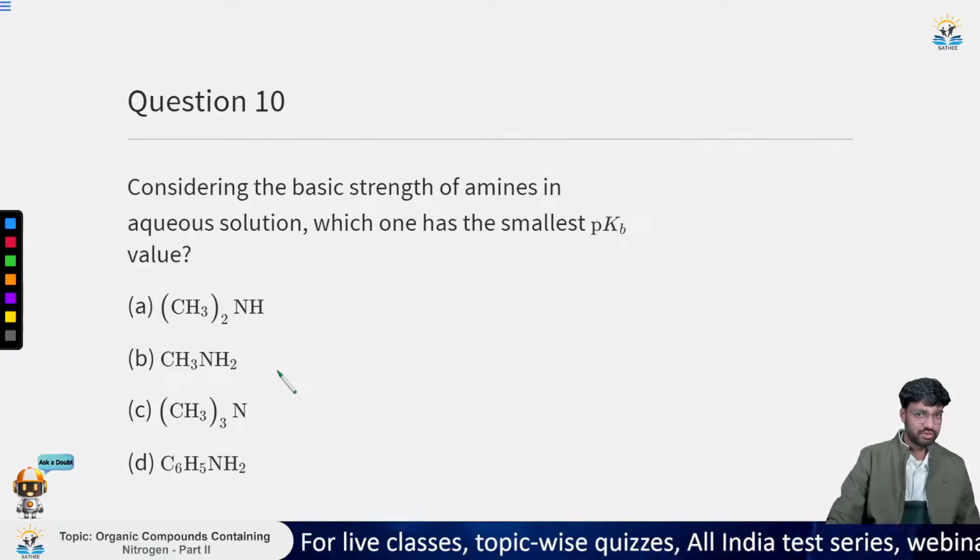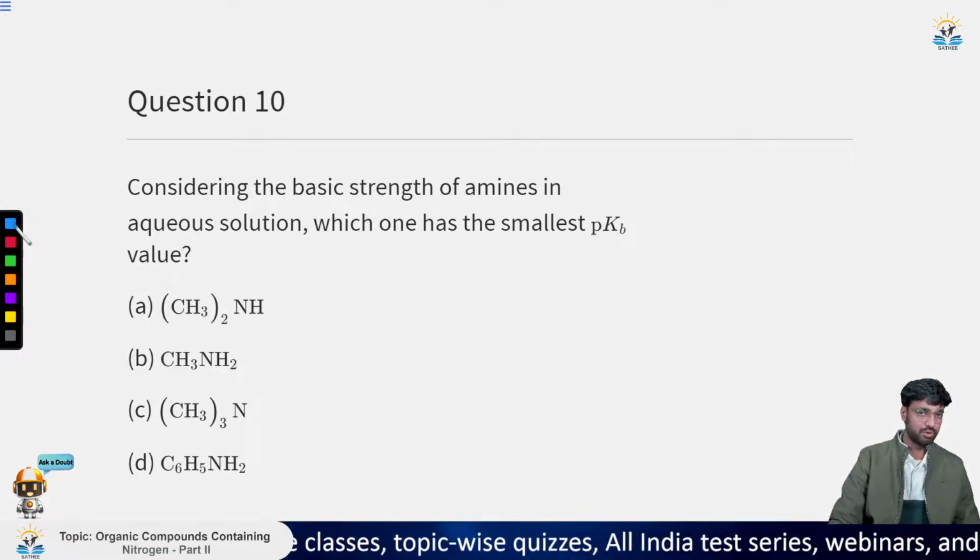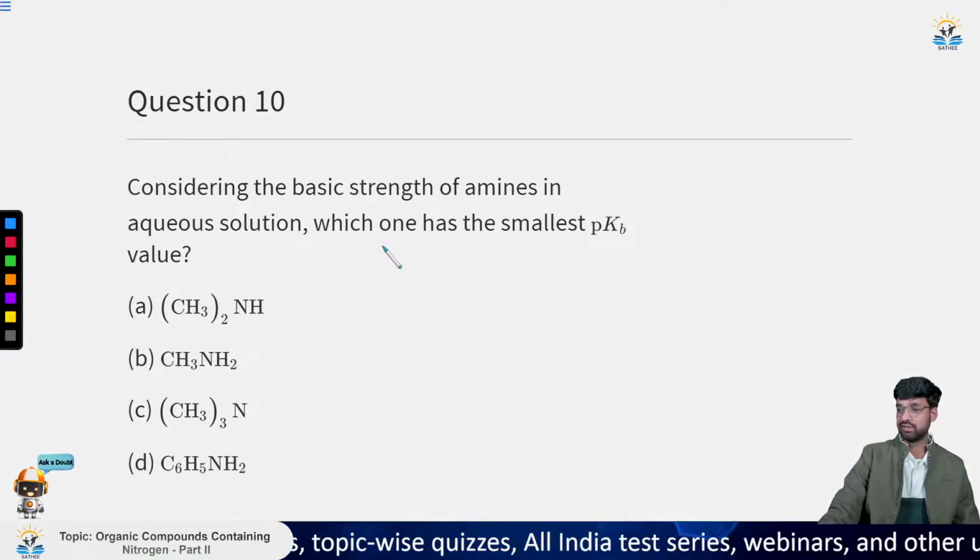At last, we have this question. So I'm leaving it to you. I have told you about basicity. So you have to see the basicity of all of the compounds.